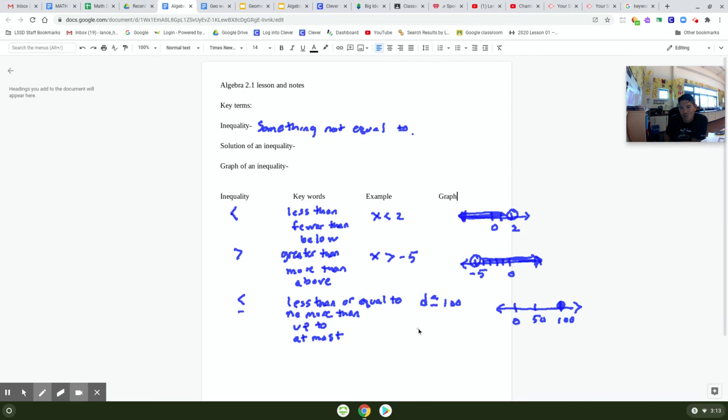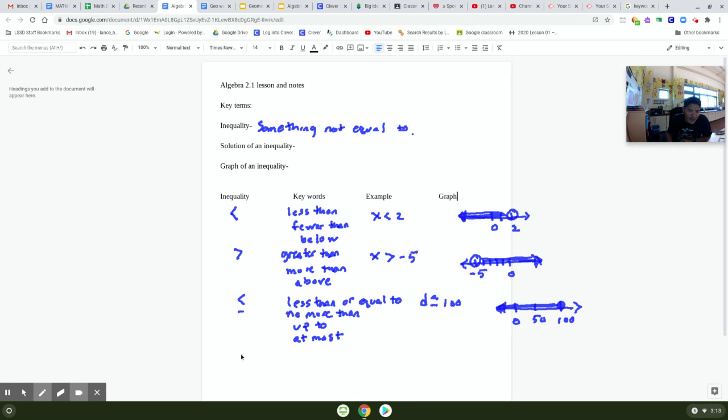So here's kind of a quick little trick or tip that you can use to figure out how to graph the inequality. If the variable is on the left, which it is in this case, then the inequality basically tells you which way to shade in or make your arrow. All the numbers that are less than or equal to, notice the inequality points to the left. So all the numbers to the left of 100, including 100, satisfy or are solutions to the inequality. Okay, that's for less than or equal to.